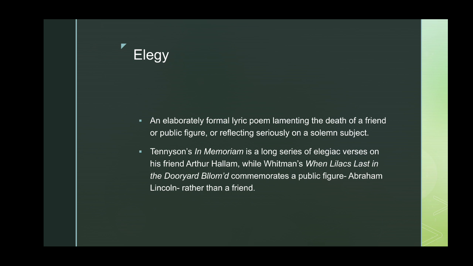Now Walt Whitman's elegy, When Lilacs Last in the Dooryard Bloom'd, is written in memory of the US President Abraham Lincoln rather than a friend.